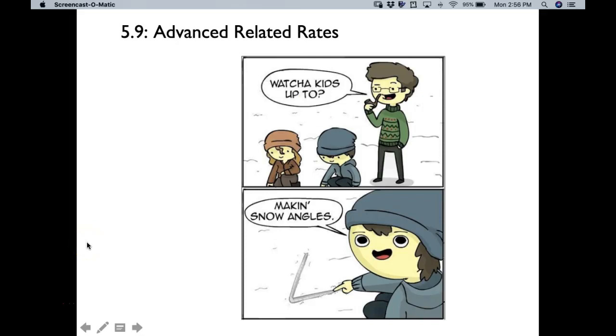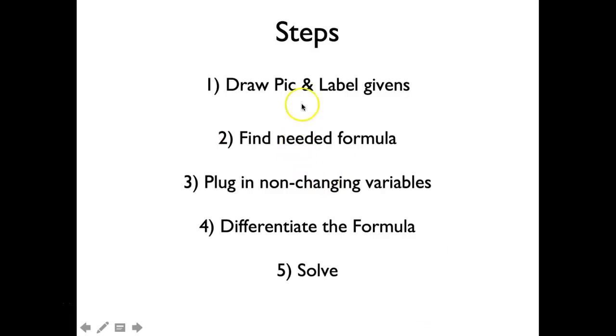Okay guys, today we're doing 5.9 advanced related rates. Let's get started. First thing is we're going to be going by the same steps, okay? So write these down if you haven't already, and let's go through it. There will be a little bit of a change in some of the steps, but basically the same thing, okay?